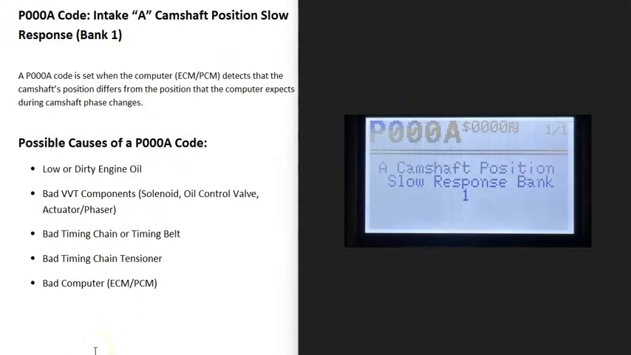So today I'm talking about a P000A code, what it is and how you go about fixing it. And so what is a P000A code? Well, it's an intake A camshaft position slow response bank 1. And what does this mean?